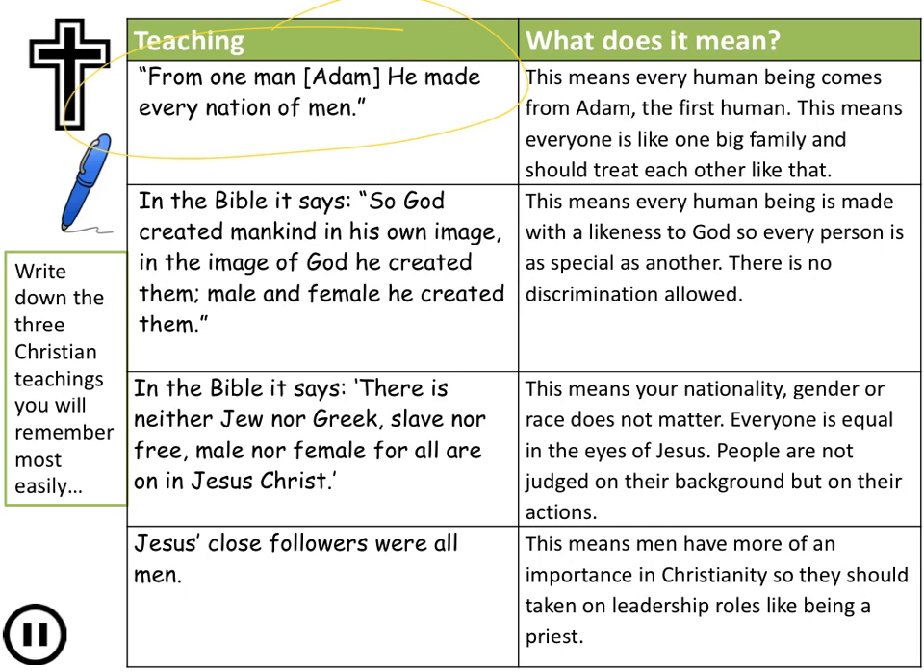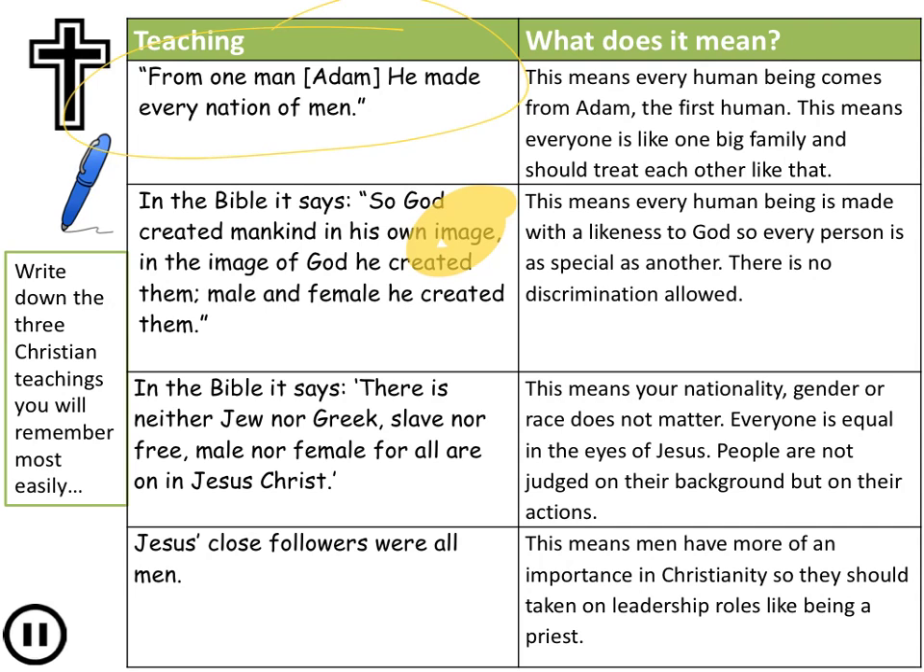The next teaching is the idea that in the Bible it says, "So God created mankind in his own image. In the image of God he created them, male and female he created them." Here we need to focus on the use of the word image. God has created people to be like him. He doesn't create anything else to be like him. Animals and plants are different.